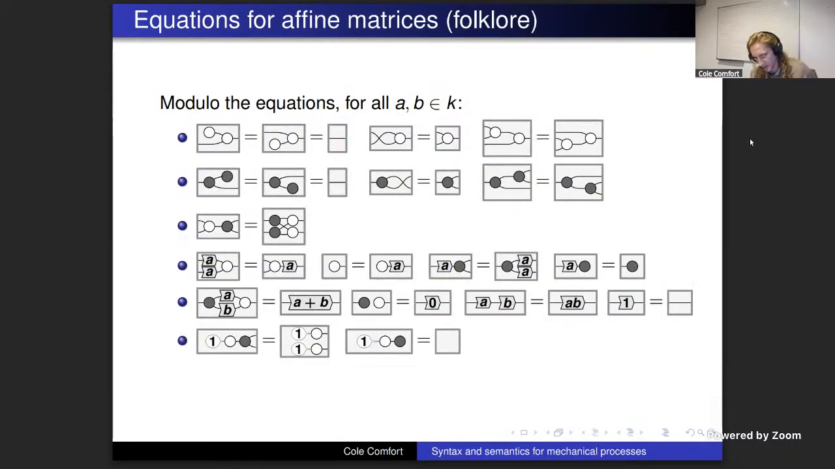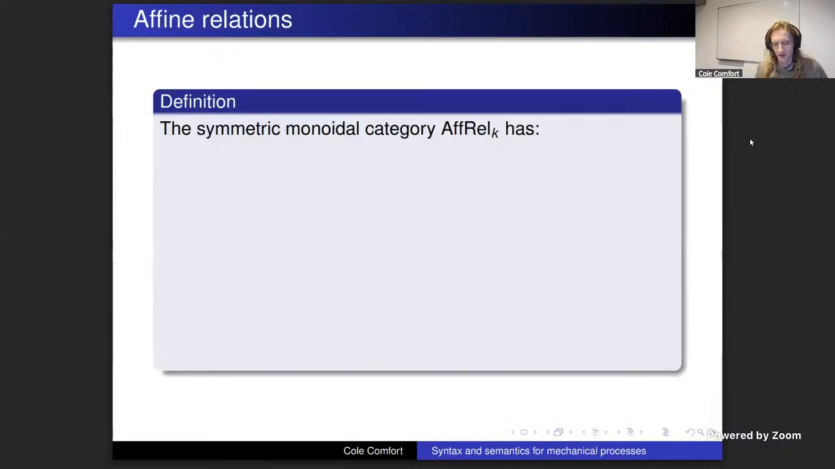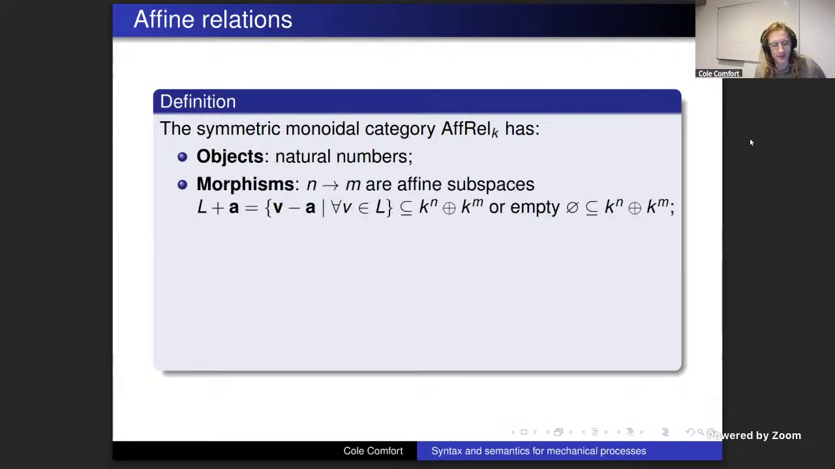So using affine matrices, or using these pictures, you can basically do any matricial calculation that you want, but you can't talk about images and kernels and subspaces and things. So there's a better category, in my opinion, which is of affine relations. And again, the objects are natural numbers. And now you think of the morphisms as affine subspaces, where I'm going to allow my affine subspace to be empty. So this consists of a linear subspace L, in addition to a vector, which you shift by.